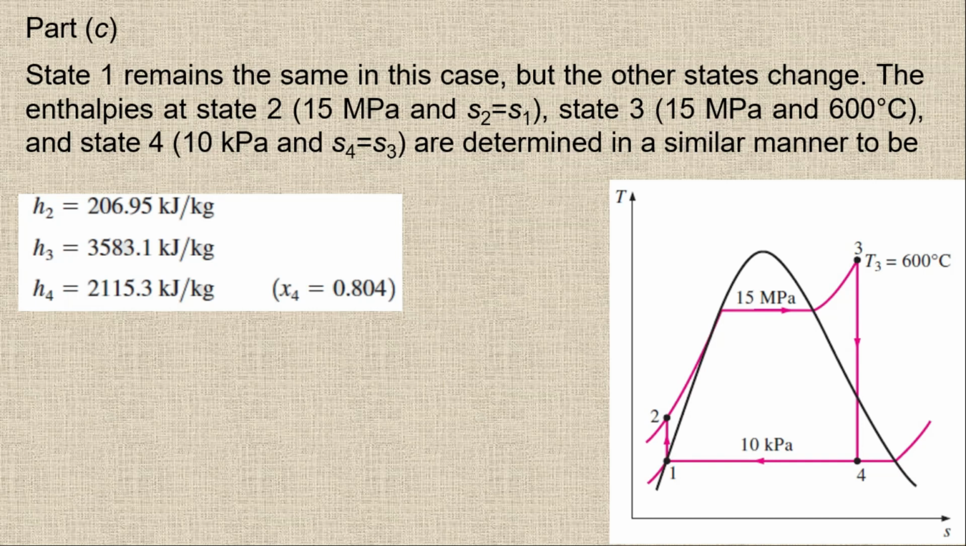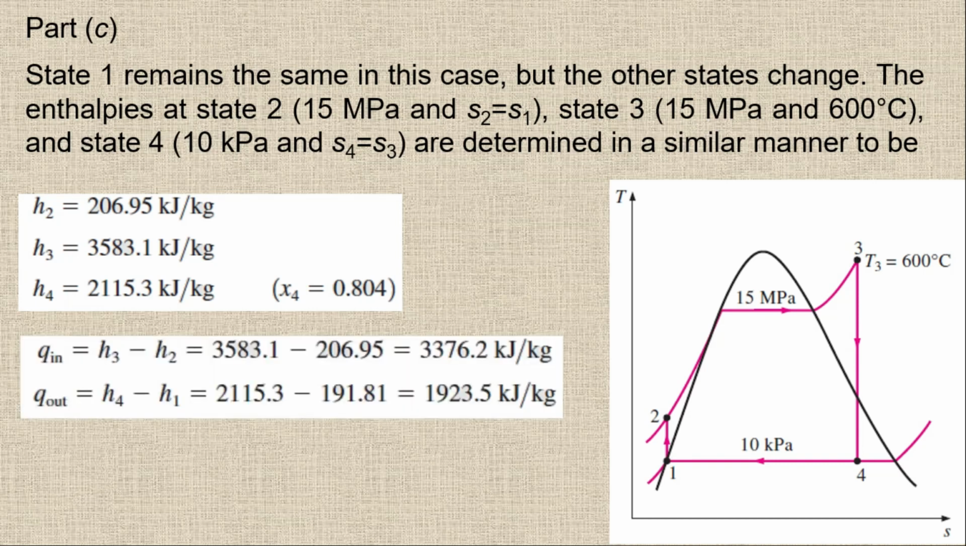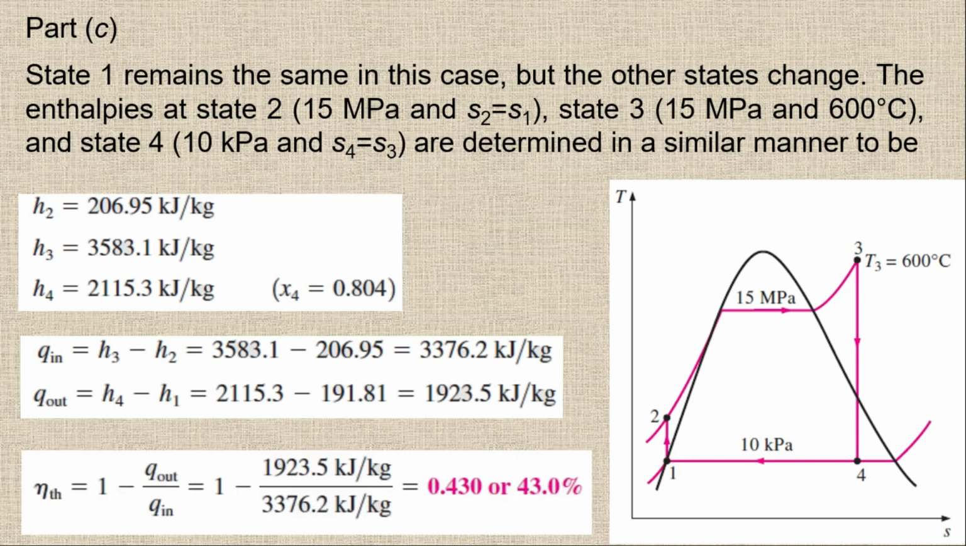When we have the X4 value, then with the help of the data from the steam table, we can find HF and HG at 10 kilopascal, and then with the help of the simple formula, H4 equals HF plus X4 times HFG, you will get H4 equal to 2115.3 kilojoule per kilogram. So again, we have H1, H2, H3, H4, and we have the basic formulas of Q in and Q out. So we will get the answers of Q in and Q out. You can see the Q in and Q out are also changed, and then we can find the efficiency.